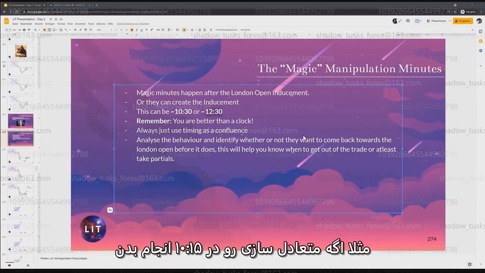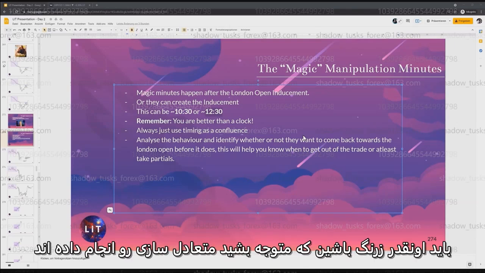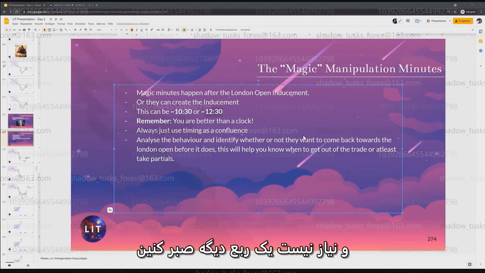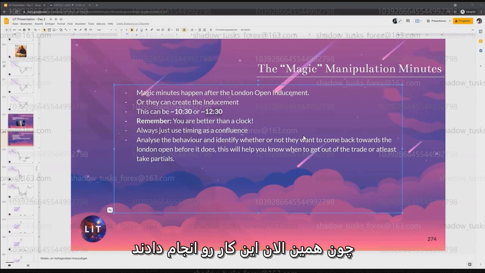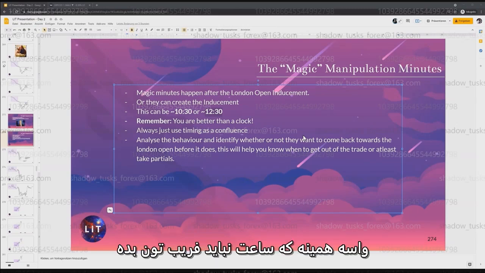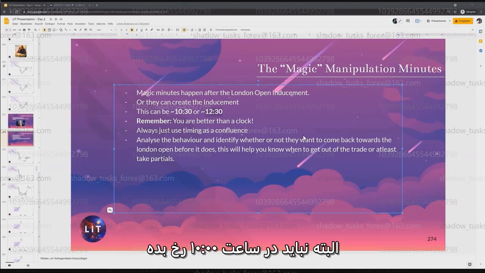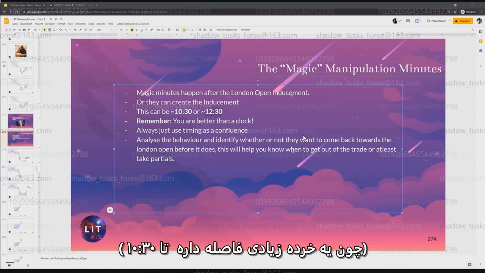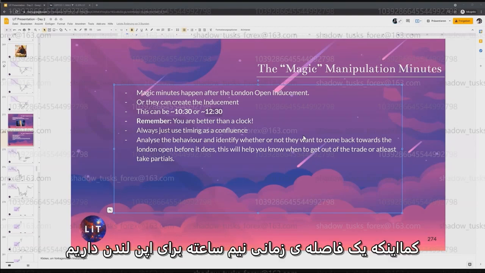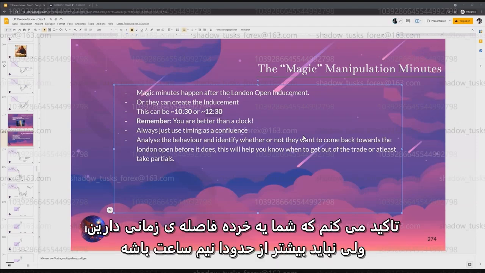And again, if they mitigate at 10:15, you should be smart enough to see, oh, now they mitigated. I don't need to wait 50 more minutes because they mitigated now, right? Of course, you need to be smarter than a clock. That's why we only give you these times for orientation. It should not be 10 because that's a little bit too far out. You have a little bit of buffer, like a half an hour buffer for London Open, but it should not be more than half an hour.